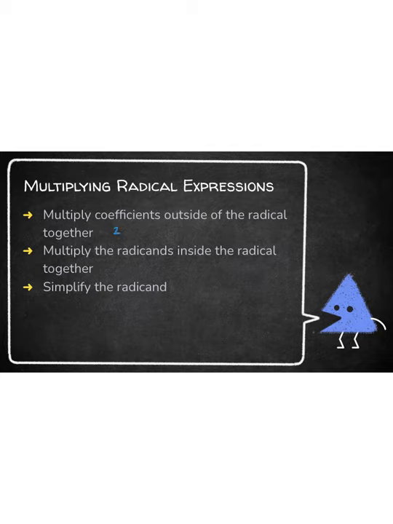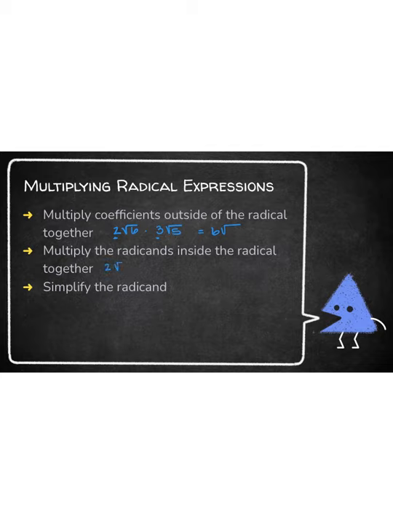So if I have 2 square root 6 times 3 square root 5, I'm going to multiply first my numbers on the outside. So 2 times 3, and I would get 6 with the square root of something under there. Okay, the next step is to multiply the radicands inside the radical together.